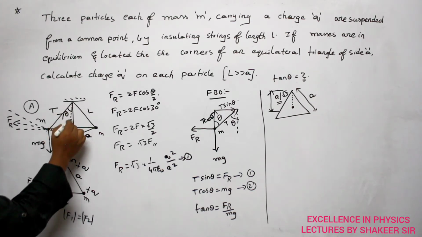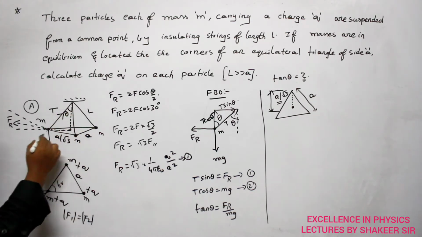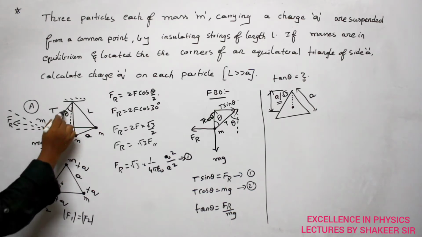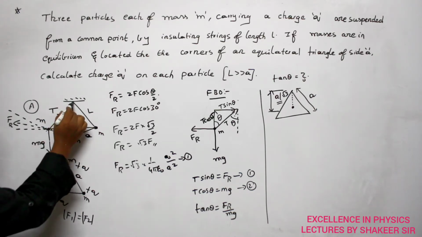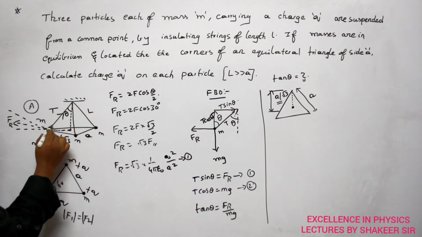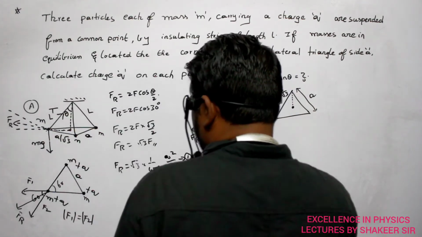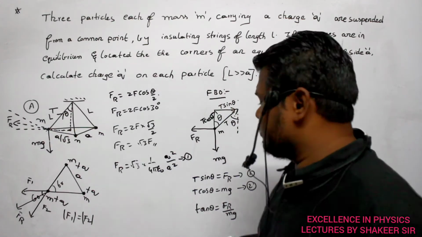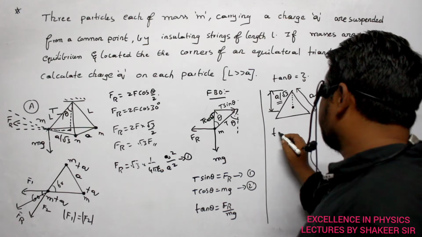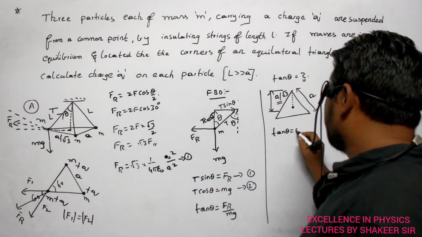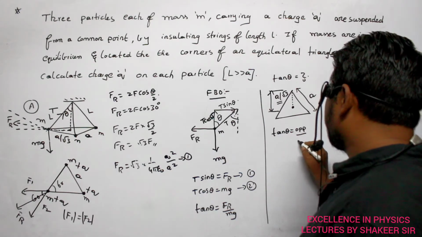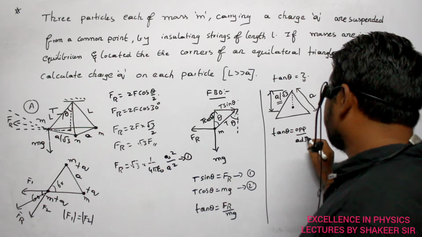Now here I have formed a right angle triangle. In this right angle triangle, what is the length of this side? Length of this side is L. Therefore can't I calculate tan theta? Tan theta is how much? Tan theta is equal to opposite divided by adjacent. That is the formula of tan theta, no ma?